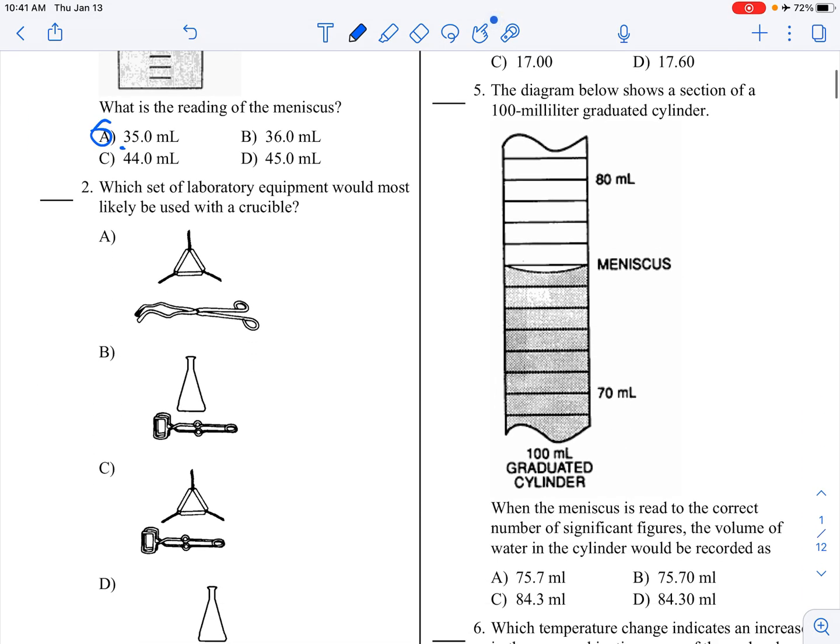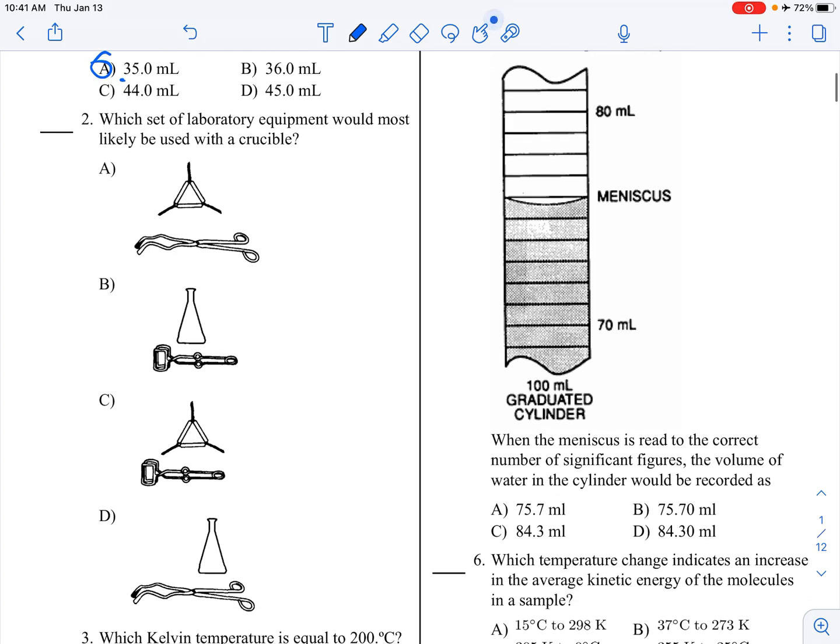All right, number 2. Which set of laboratory equipment would most likely be used with a crucible? So remember, a crucible, I can't draw, looks like a little acorn with a hat. You're going to need to support it with a clay triangle. So not those. So what would be the crucible tongs? It would be choice A. These are test tube tongs.